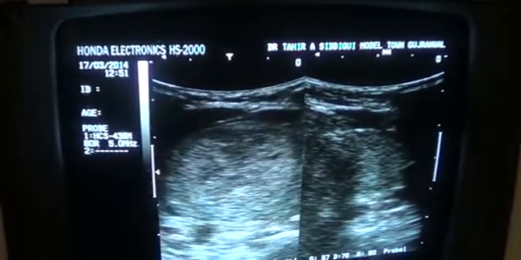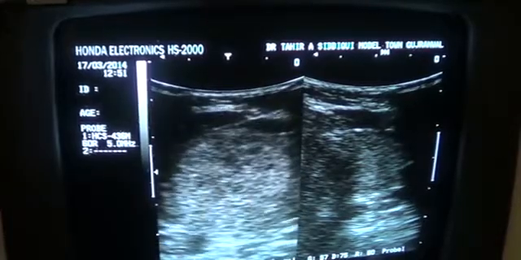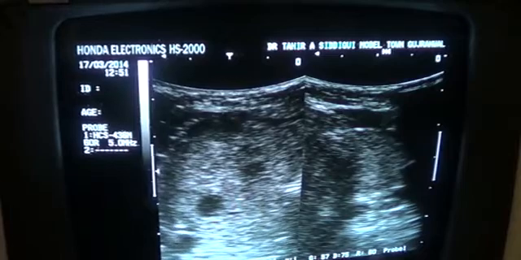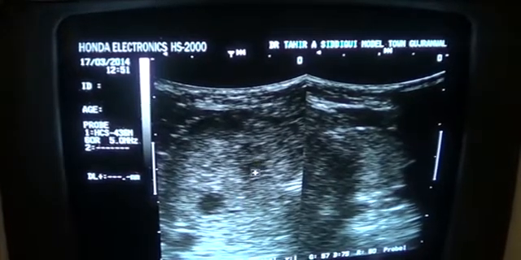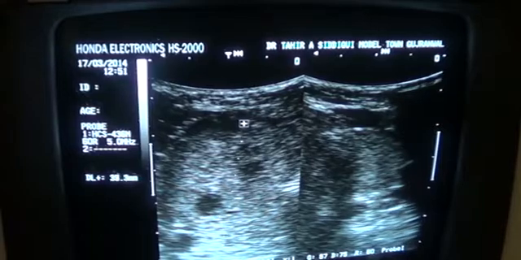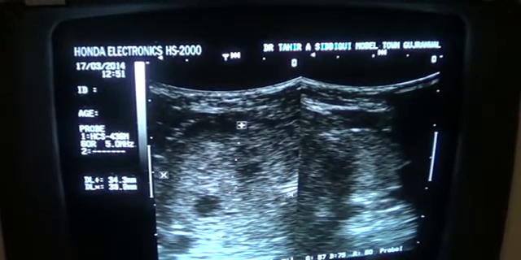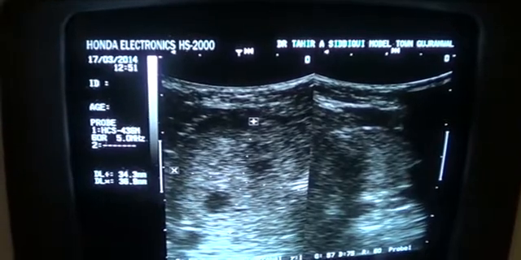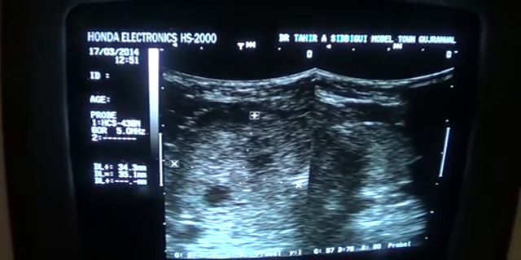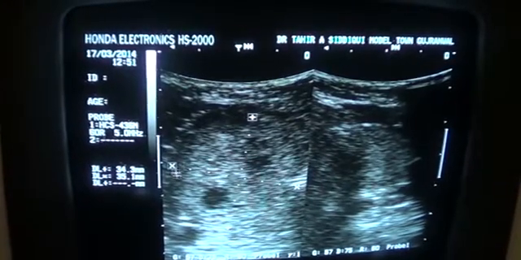Now in the right lobe, you can see there is a focal mass, solid, with internal cystic areas. These are the cystic areas. This is the solid mass, and it measures 3.5 by 3.5 centimeters with a halo around. This is the halo around it.